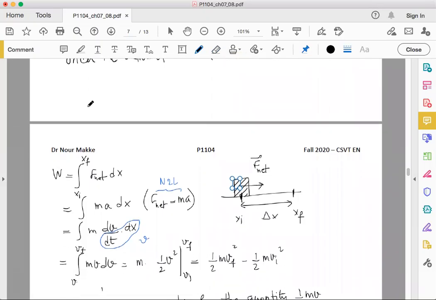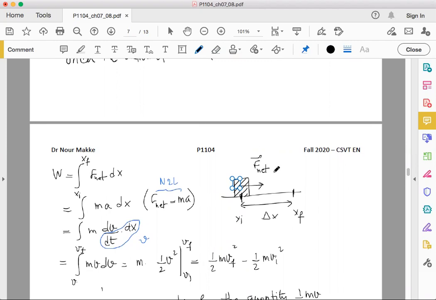So in this case, let's write down W. So the total work, the net work, would be equal to the integral of F net dx between x initial and x final. So here we have taken the integral because actually we are taking the general case. So F net could be constant, but also it could be variable. So that's why we have taken the integral and F net times dx.